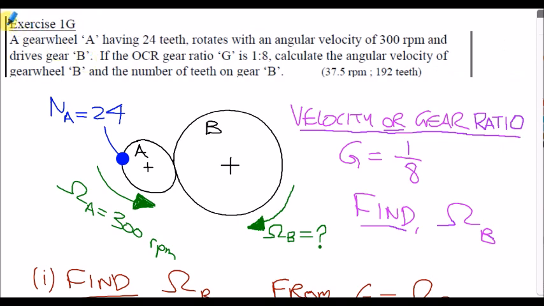Here's exercise 1G. I'm going to let you review this at your own pace. It's quite similar to the example. Notice that a sketch has been used. I would always encourage you to sketch out the problem for yourself and extract the information from the question initially, and then decide how you're going to solve the problem. Here's the solution.